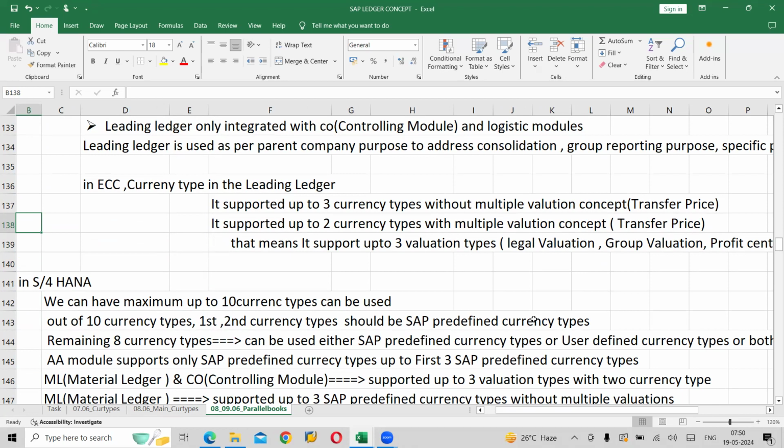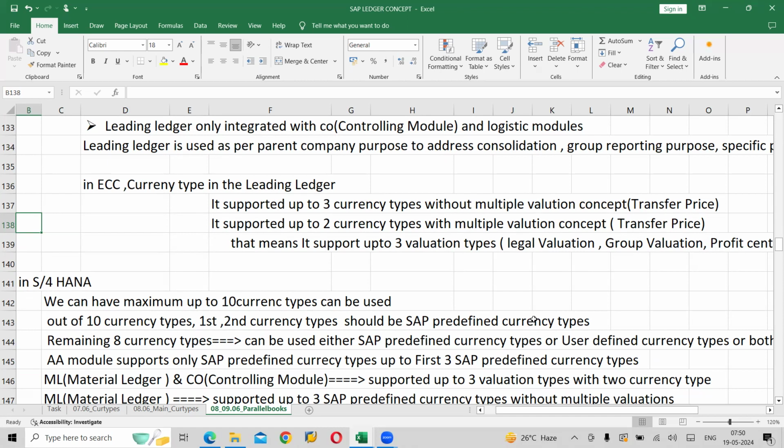Sir, one question, sir. Go ahead. I have one leading ledger in ECC. In that, I am using a company code. I want to see reporting in 3 currencies: one is company code currency, one is group currency, one is hard currency. Now I define these 3 currencies at my leading ledger level.